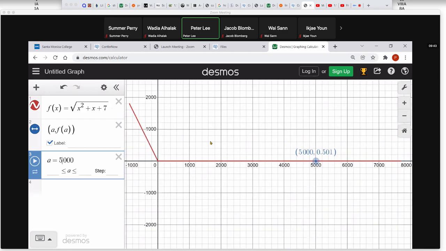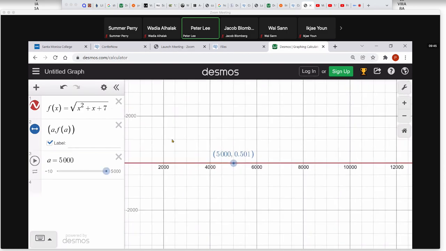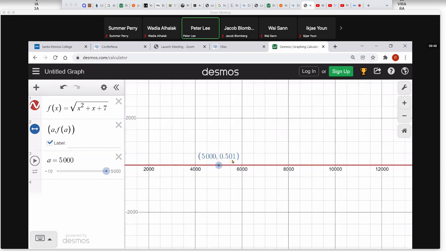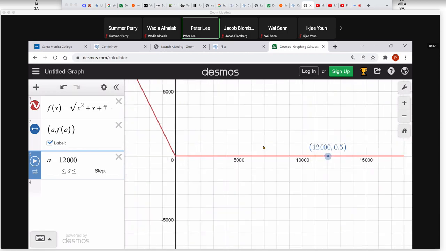So if you use a calculator like this, you can kind of estimate. But can you be sure that the answer is 0.501 or 0.5? We're not sure. Who knows? Maybe the answer is 0. Maybe the final limit as x goes to infinity is 0.501. How about if you put in, let's say, 12,000? Now we see 12,000 comma 0.5. So I think 0.5 is still an estimate, but we can kind of see that the answer is 0.5 here.